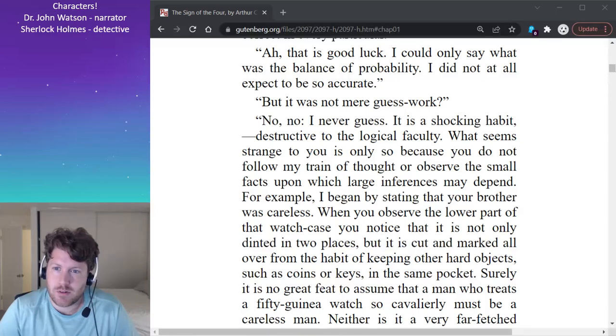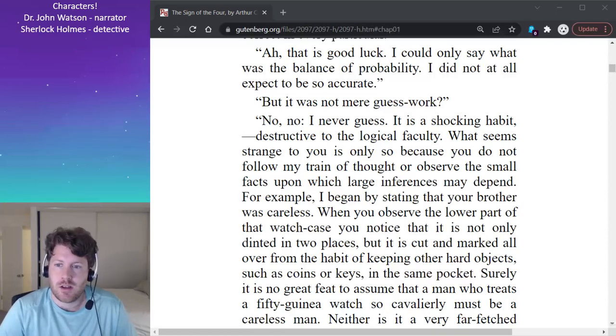But it was not mere guesswork? No, I never guess. It is a shocking habit, destructive to the logical faculty. What seems strange to you is only so because you do not follow my train of thought or observe the small facts upon which large inferences may depend.